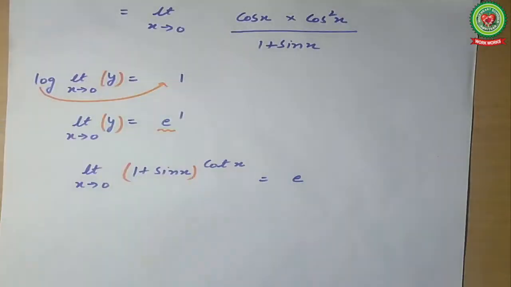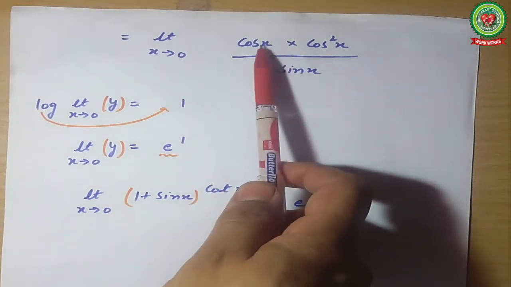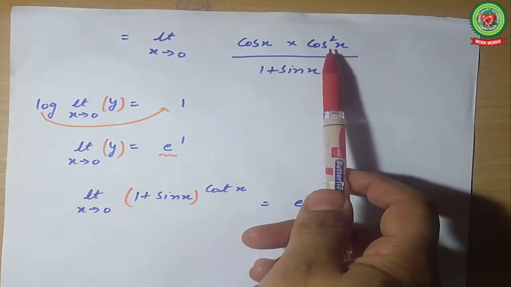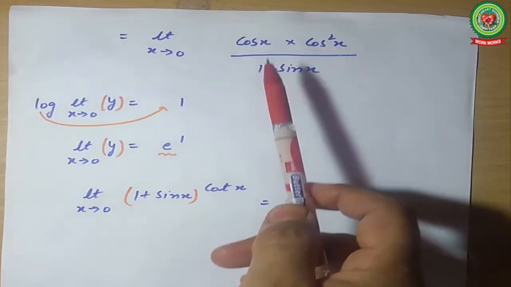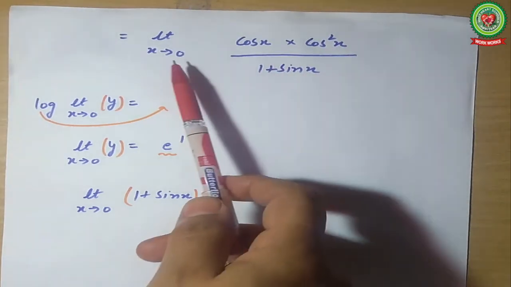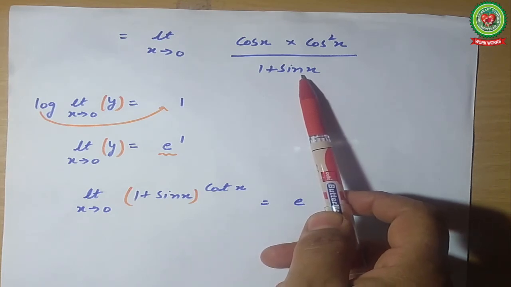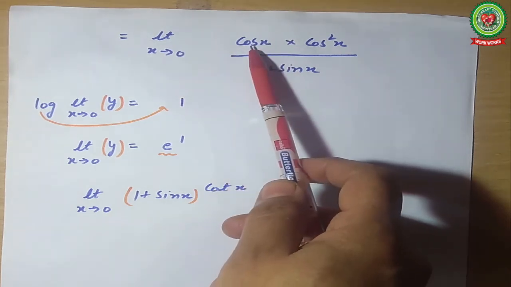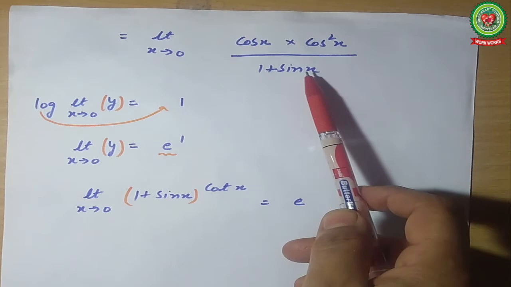Limit x approaches 0, cos x into 1 upon cos square x was there. So it will become cos x upon 1 plus sin x. Now you will again approach its limit to this side. Find out whether it is a determinate or indeterminate form. When you approach 0 here, so cos 0 is 1, cos square 0 is also 1, 1 plus sin 0 is 1. So answer is 1 upon 1 is 1.